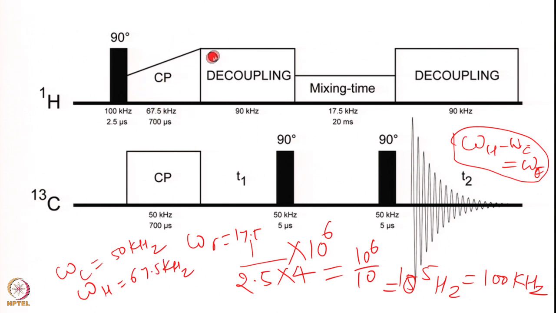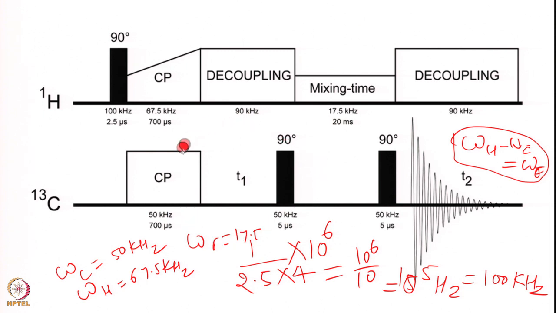This is called ramped CP because of RF inhomogeneity, we ramp it, say 70 to 100 or 80 to 100. This is called ramped CP, right. So we are ramping, we are changing the power. Typically, the power applied on proton is here and the power applied on carbon, that should match this condition omega H minus omega C equal to omega R. Then we have a Hartmann-Hahn matching condition in the rotating condition.